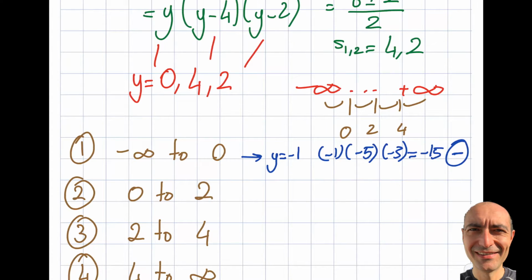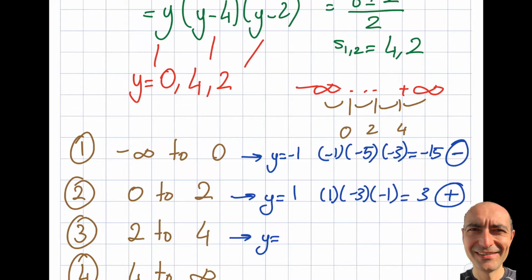Now the next one I'm going to analyze will be this. Y is equal to, well, you can see what I'm going to do, right? Y is equal to 1. So then this will be 1 times 1 minus 4 is minus 3. 1 minus 2 is minus 1. So you see I get a plus sign here, right? 3 is the number, plus 3. And I'll do the same treatment, and I will obviously plug 3 over here.